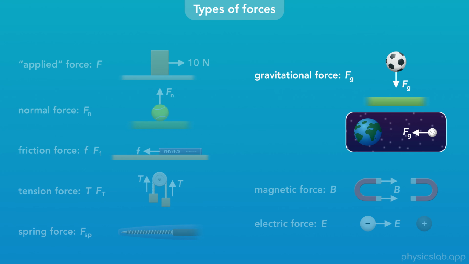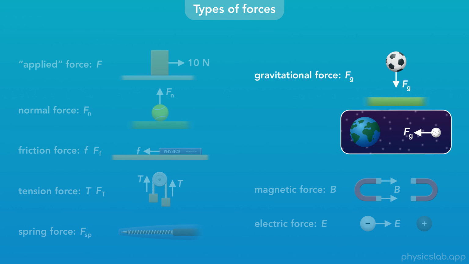Another very important force is a gravitational force, which we're going to label as Fg. In classical mechanics, which is what we're learning in this course, what we experience as gravity is the Earth pulling down on every object with a gravitational force. This force exists between any two objects with mass, and the gravitational force that exists between the Earth and this ball is the same gravitational force that exists between the Earth and the Moon, and it's what keeps the planets in orbit around the Sun.